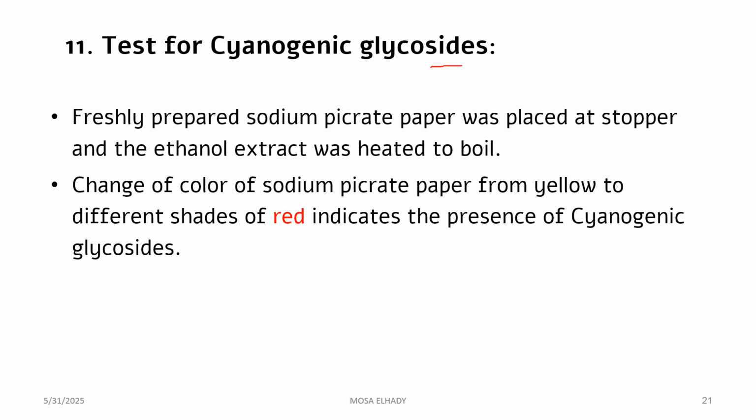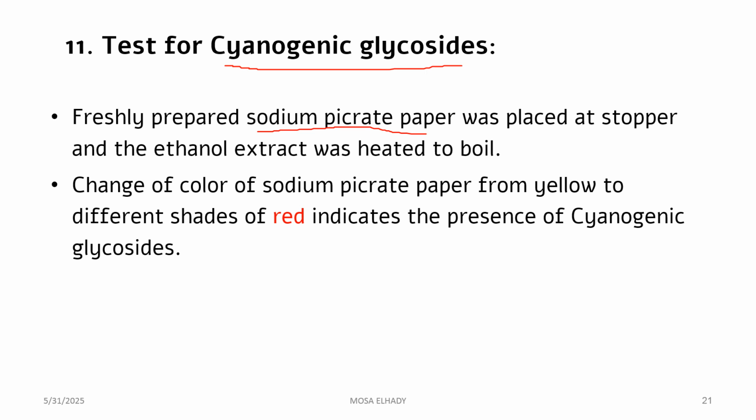For cyanogenic glycosides, this type of glycoside is characterized by liberation of hydrogen cyanide gas when they are heated or hydrolyzed. The test for cyanogenic glycosides involves the use of sodium bichromate paper as reagent. The reagent for cyanogenic glycoside is sodium bichromate paper.